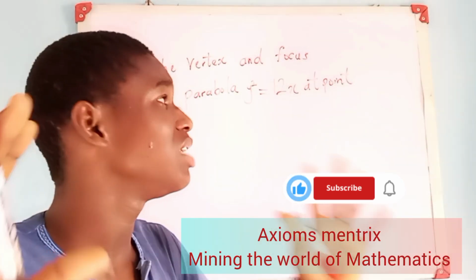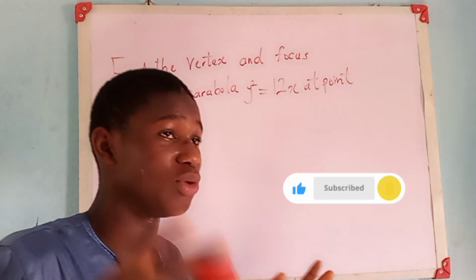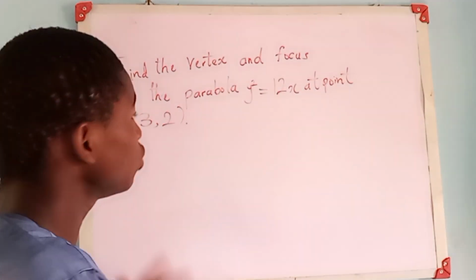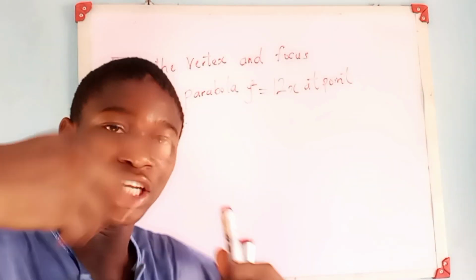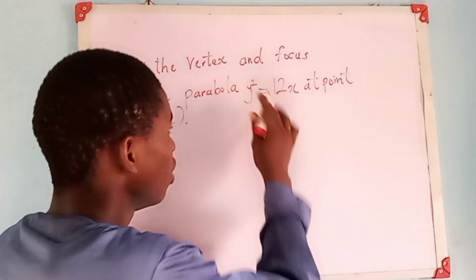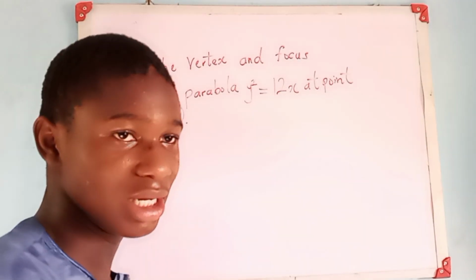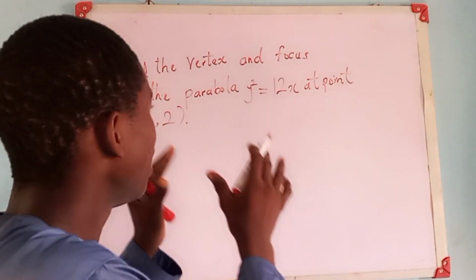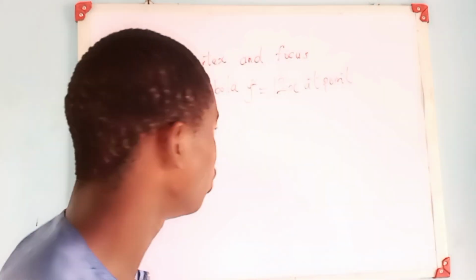So guys, whenever you see any question of this sort, and you are asked to find the vertex and the focus of any parabola, this is what you are going to be doing. First of all, you need to look at the nature of the question. If you look at the question we have here, it is y squared equals 12x. I'm going to show you one easy way to get the vertex and the focus of any parabola.